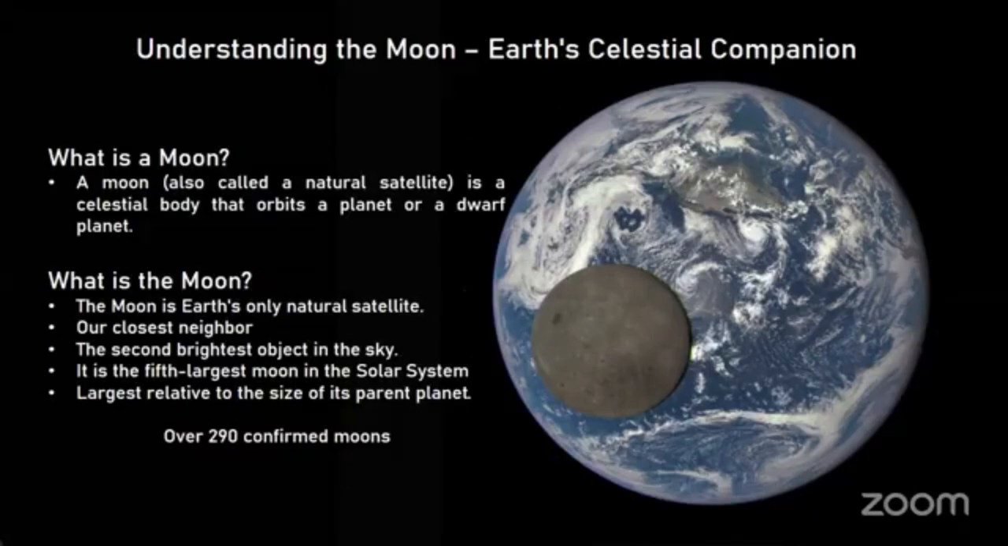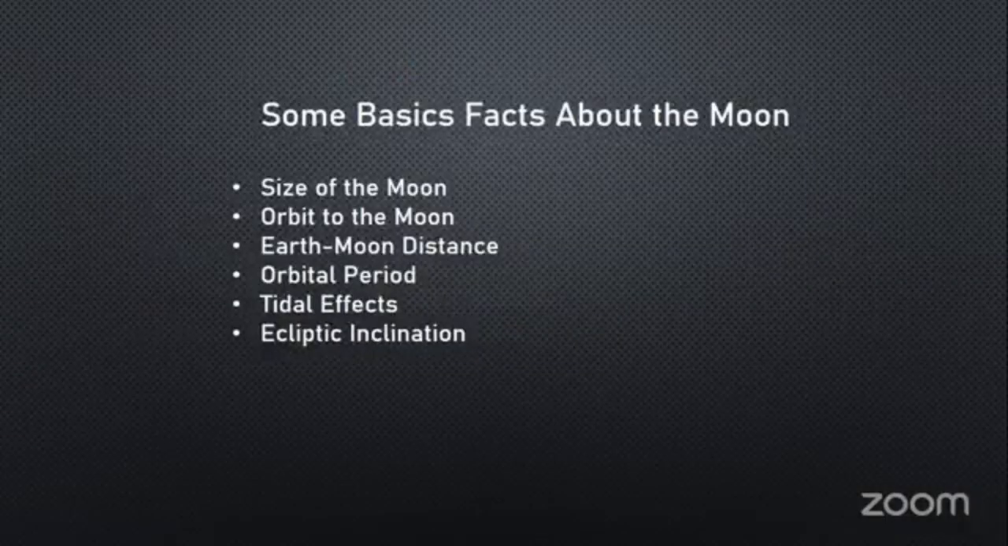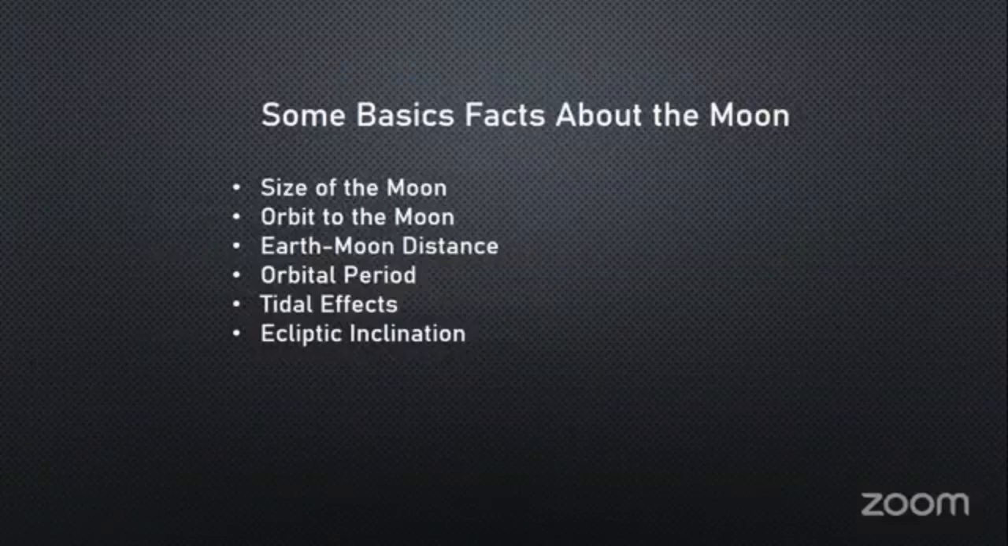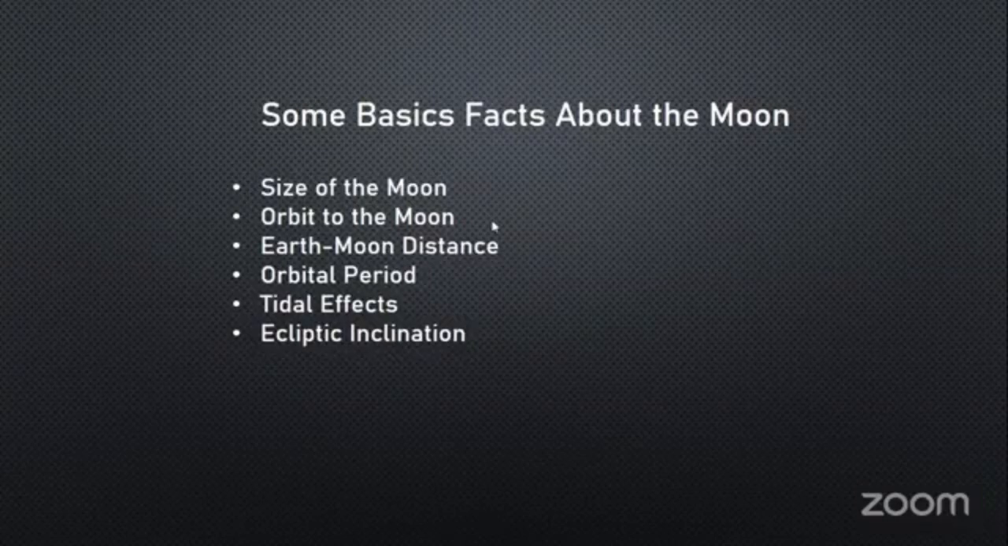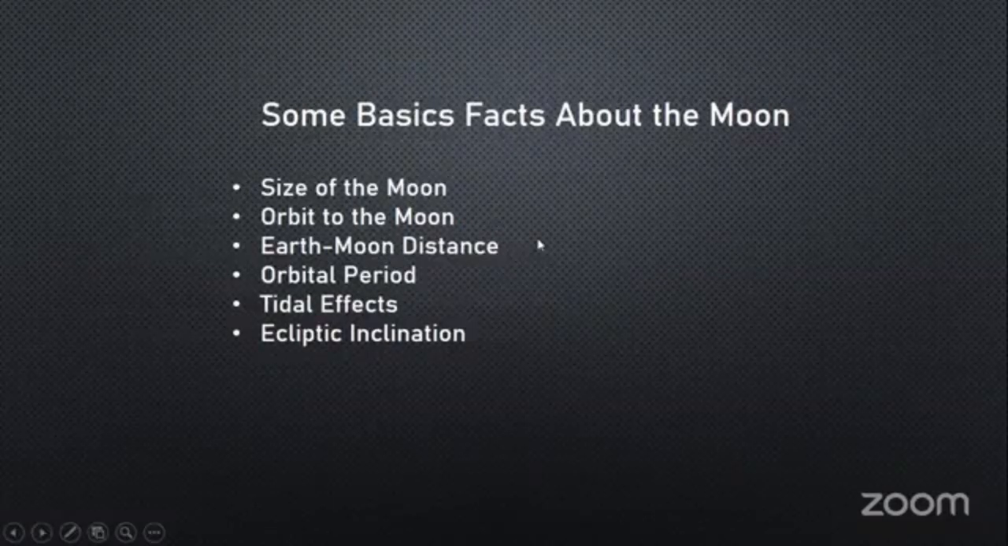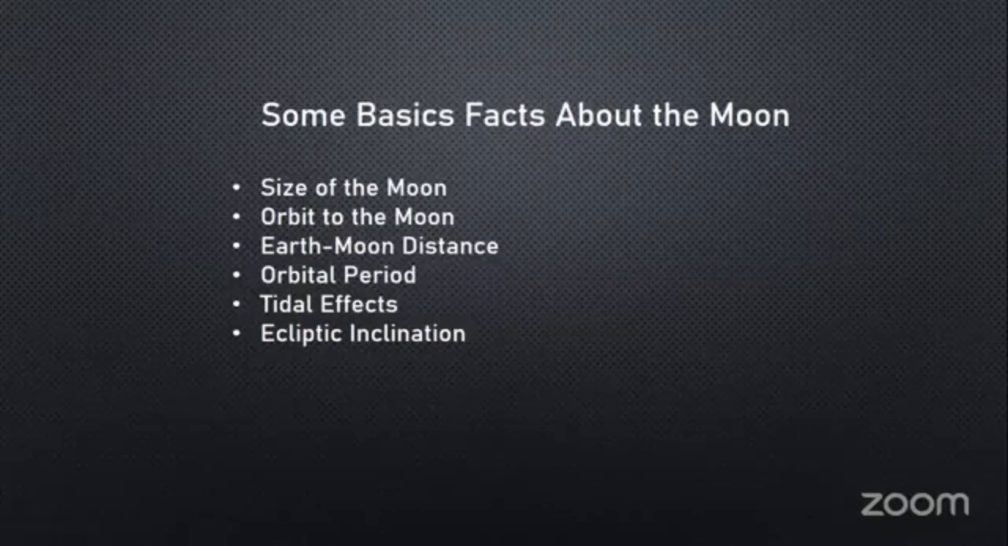And in terms of relative size to the host planets, our moon is the largest of all of them. So those are some definitions about the moon. Now I'm going to talk about some basic facts about the moon in terms of the size of the moon, the orbit of the moon, the Earth-Moon distance, orbital period, tidal effects, and elliptical inclination.